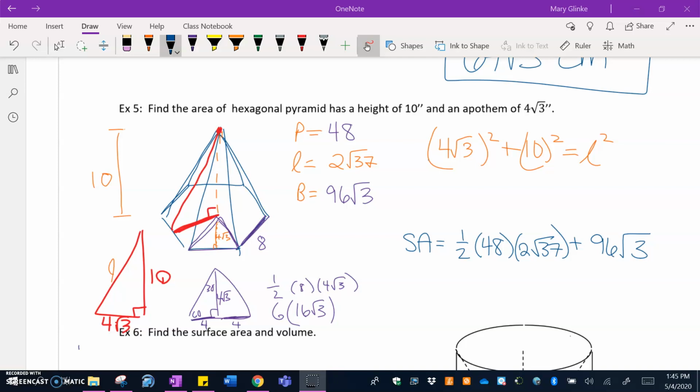After we've done all of that, then what we can do is simplify things to get our overall surface area to be 48 root 37 plus 96 root 3 inches squared.